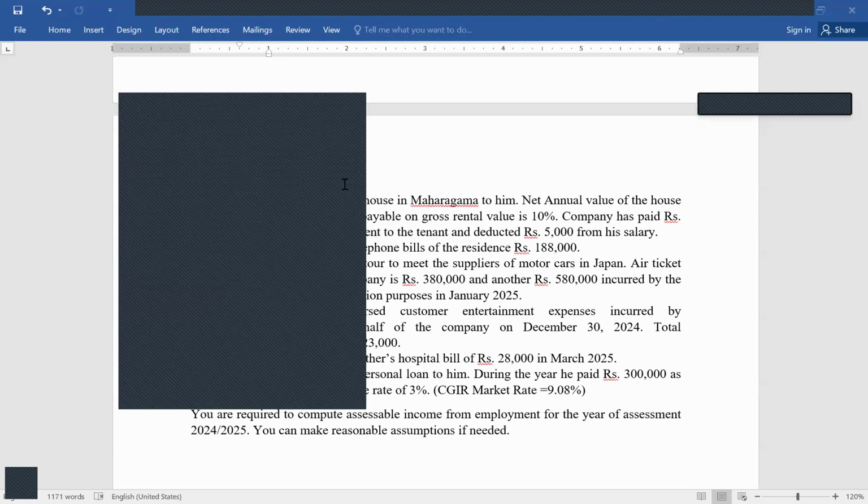Yes, customer entertainment reimbursement is official and not private.